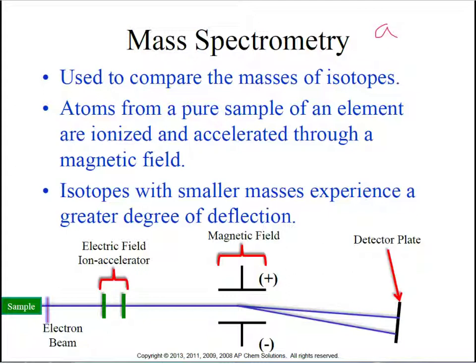So what this does is, since those ions have a slightly positive charge, and that's because the electrons flowing through them rip off the other electrons, leaving it as a positive charge, it's going to be deflected away from this positive plate and attracted to that negative plate.